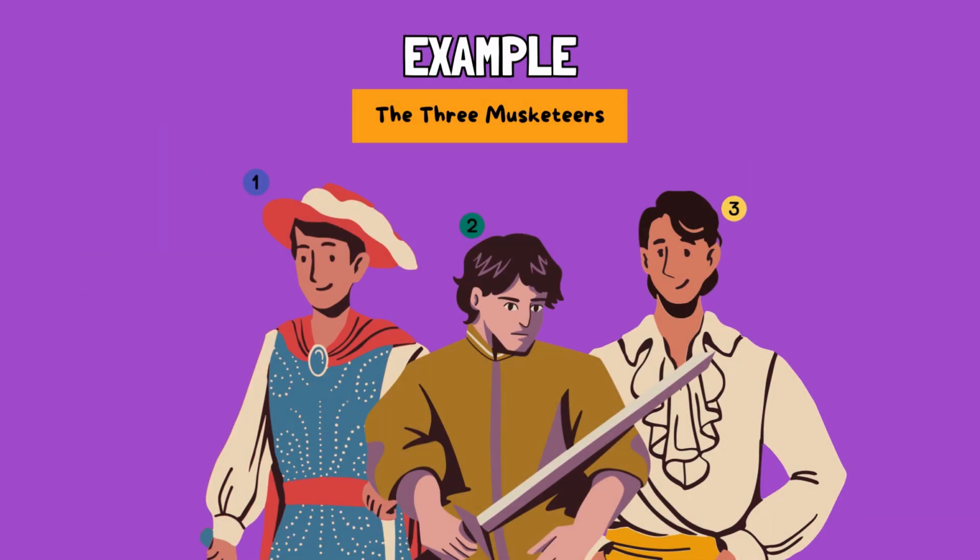Another example is the Three Musketeers, Athos, Porthos, and Aramis. Each has a distinct personality and role, making their interactions engaging and memorable.